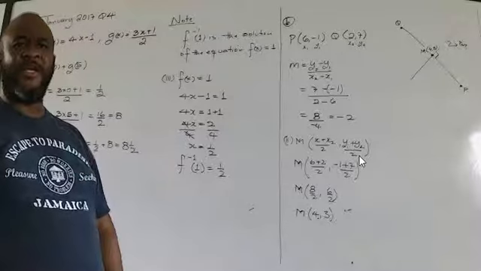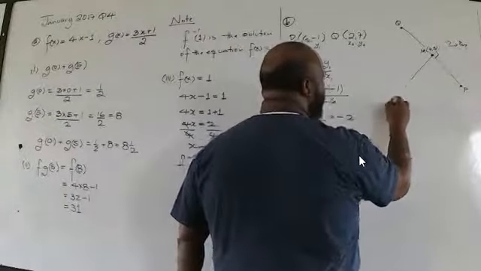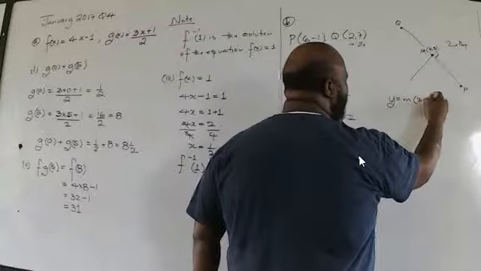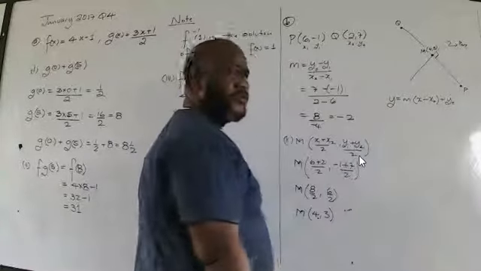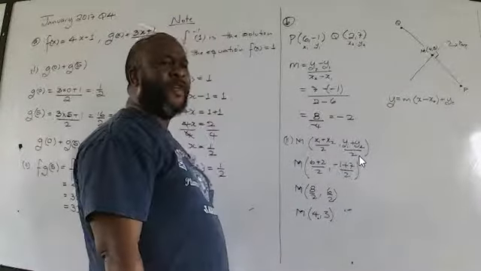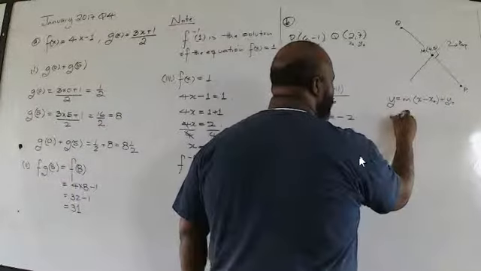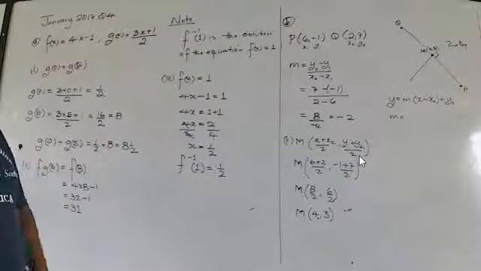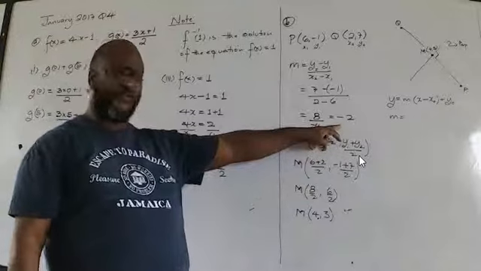So I need the equation. This is the formula for finding the equation: y is equal to m times (x minus x naught) plus y naught. That's my formula. To use that formula, I need two things. I need the gradient, m. What is m for the perpendicular bisector? What is the gradient of PQ?